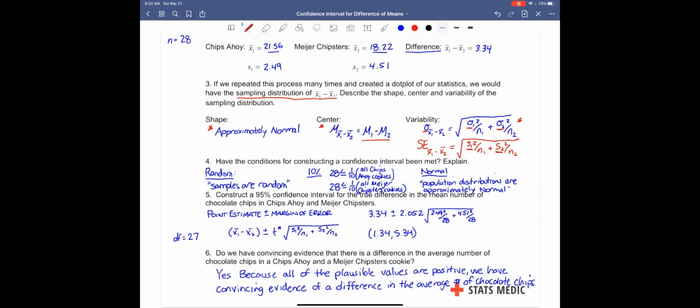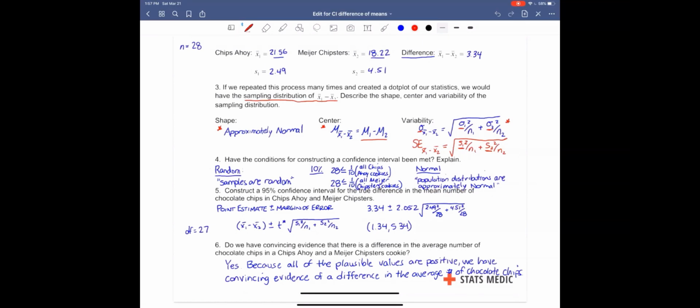So let's move to question number 4, where we will check our conditions. These 3 conditions are going to look identical to the conditions for a confidence interval for a single mean, but the big difference here is that we have to check each one of these conditions for both populations, the population of number of chocolate chips for Chips Ahoy, as well as for Meijer Chipsters.